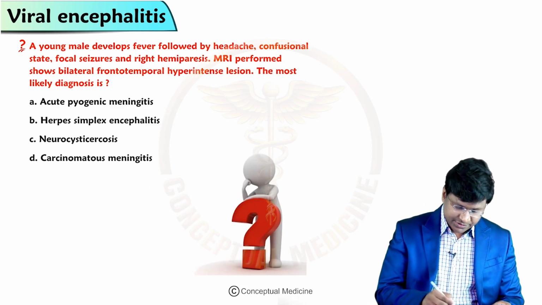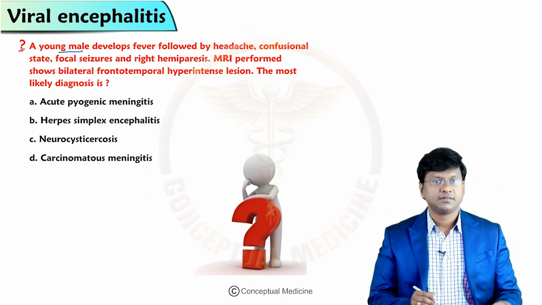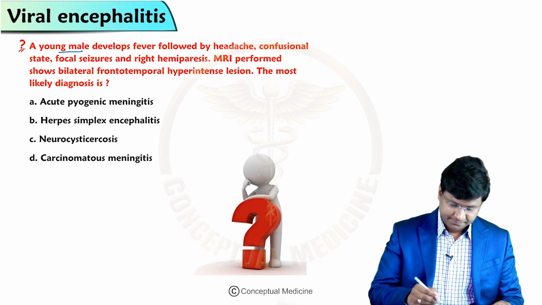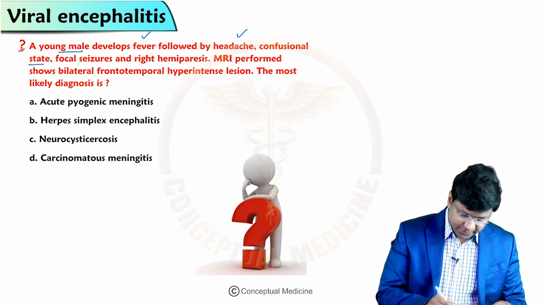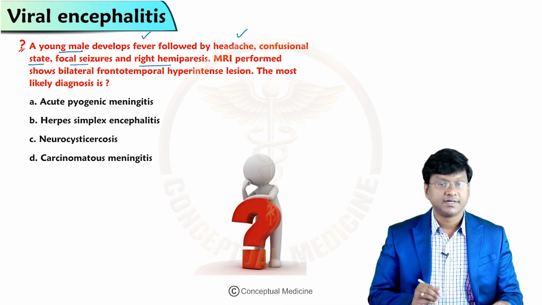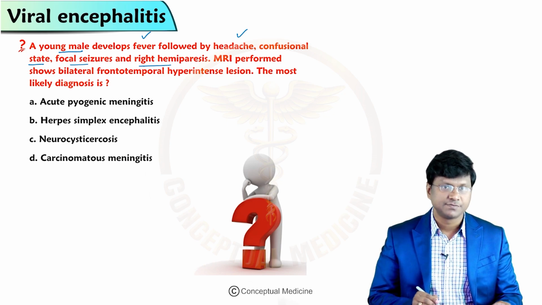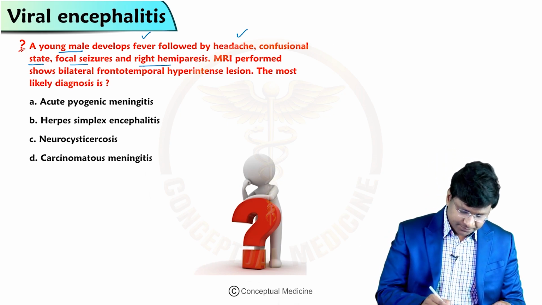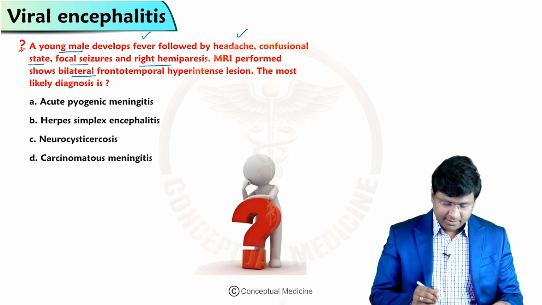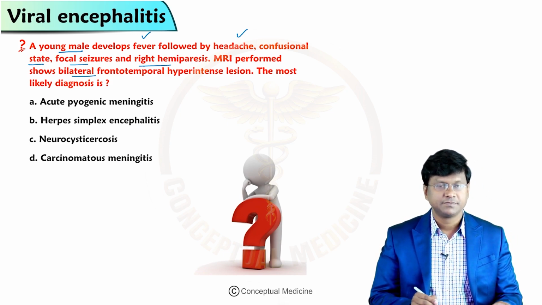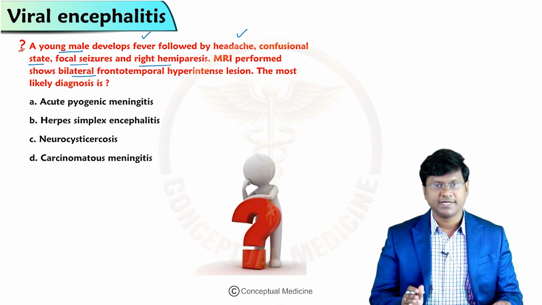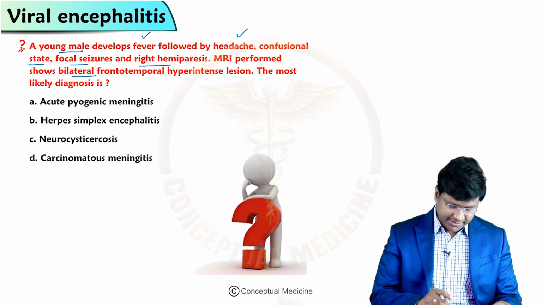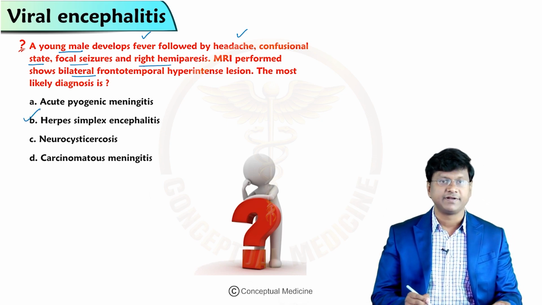Next, you see another question. A young male develops fever followed by headache, confusional state, focal seizures, and right hemiparesis. The MRI shows bilateral frontotemporal hyperintense lesions. The most likely diagnosis is acute pyogenic meningitis, herpes simplex encephalitis, neurocysticercosis, or carcinomatous meningitis. So here the answer is herpes simplex encephalitis.